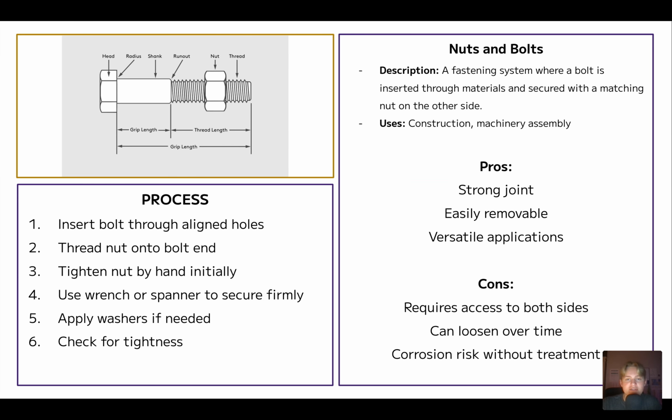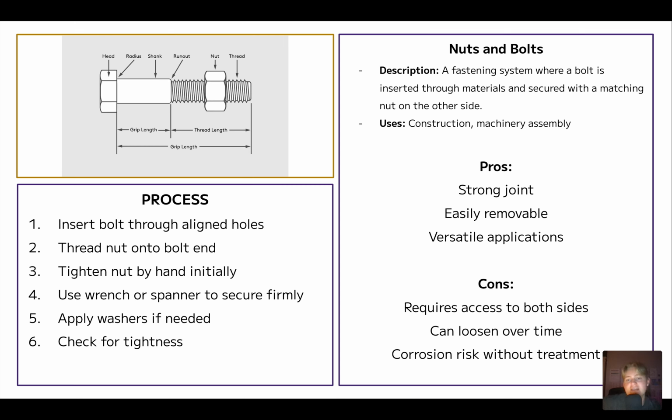Nuts and bolts. So nuts and bolts can be described as a fastening system where a bolt is inserted through a material and secured on the other side with a matching nut. So the uses of this would be particularly construction or machinery assembly, but really anything. So sort of car parts. There's a very diverse application for nuts and bolts.